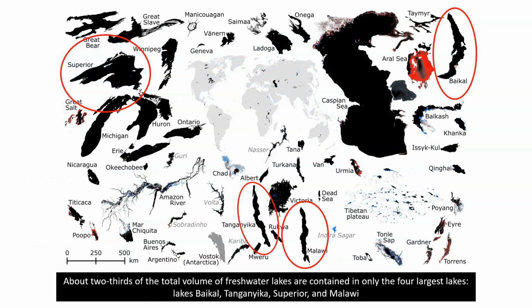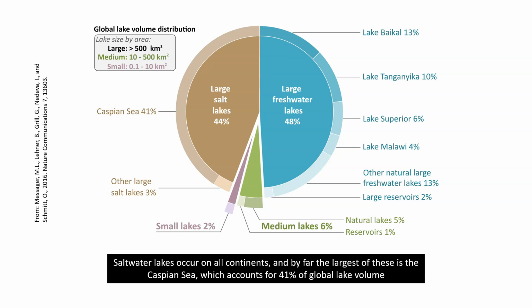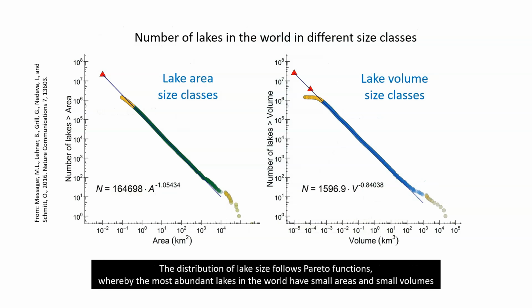About two-thirds of the total volume of freshwater lakes are contained in only the four largest lakes: Lakes Baikal, Tanganyika, Superior, and Malawi. Most lakes are much smaller, however, and relatively shallow, often less than 10 meters in depth. Saltwater lakes occur on all continents, and by far the largest of these is the Caspian Sea, which accounts for 41% of global lake volume. The distribution of lake size follows Pareto functions, whereby the most abundant lakes in the world have small areas and small volumes.